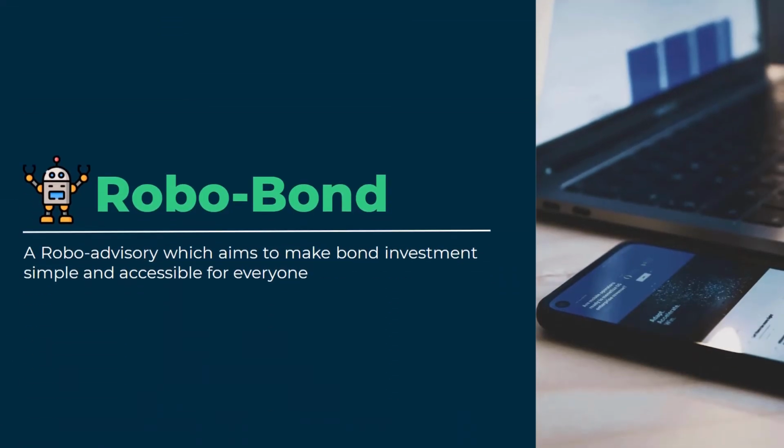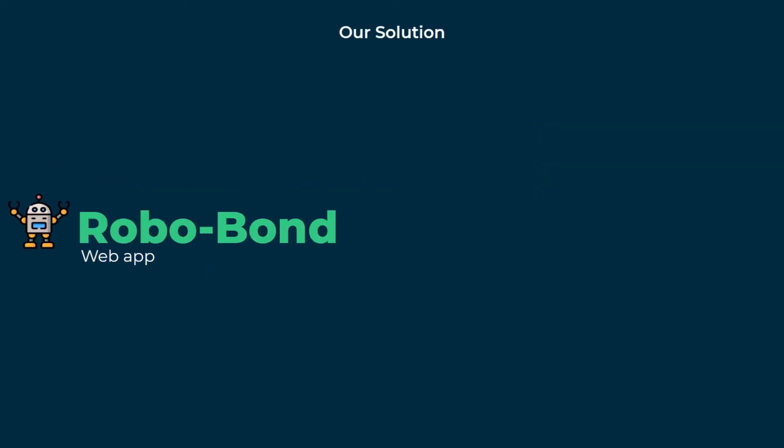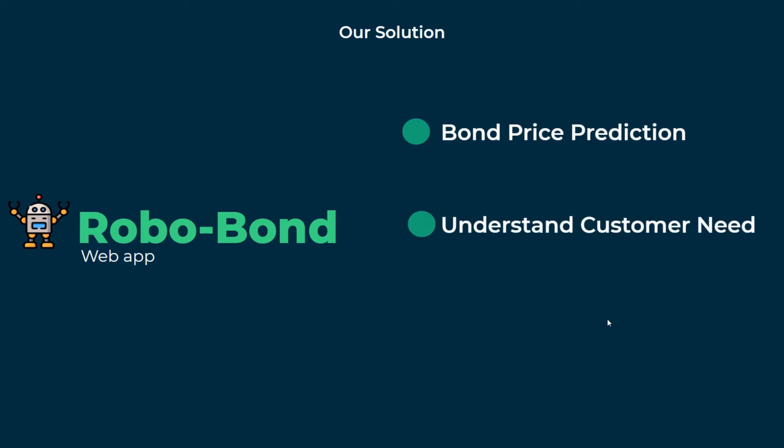So hereby, we would like to introduce you Robo-Bond, a robo-advisory which aims to make bond investment simple and accessible for everyone. Robo-Bond is a web app that has three main features. First, it will do bond price prediction. Second, it will understand our customer need. Third, based on the customer need, it will tailor a portfolio and then recommend top 5 bonds for customer to invest in. And the best thing about Robo-Bond is it's very simple to use.